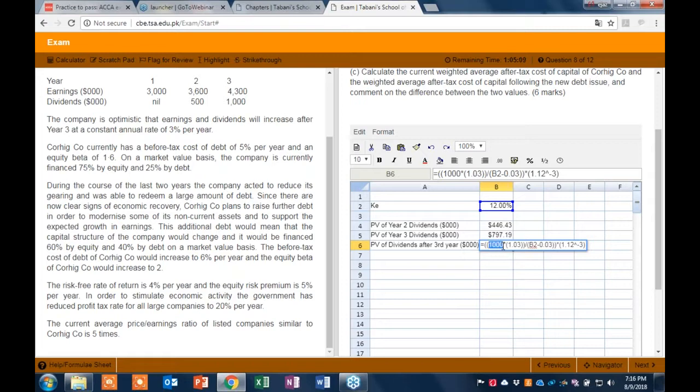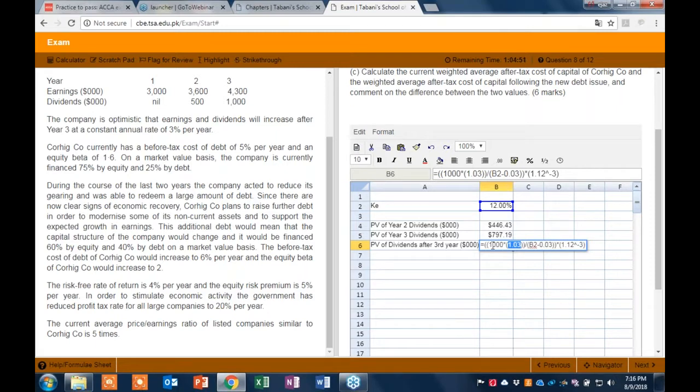to place the dividends 1000, which will grow at 3%, so that it will give us a dividend at the end of the 4th year. Then we'll divide it with KE minus growth. So up till here, it's just simply the dividend growth model.